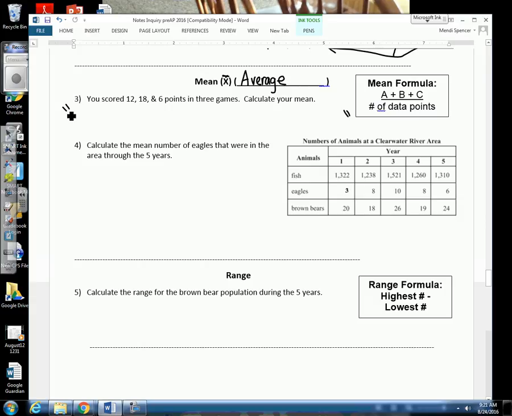Here we have some scores, or some data points. It says you got 12, 18, and 6 points in 3 games. Calculate your mean, or calculate your average. According to the formula, we're going to add up these data points. So 12 plus 18 plus 6. And then it says divide by the number of data points. In this situation, our number of data points is 1, 2, 3. So we're going to divide by 3. When we add those up, we're going to get 36 divided by 3, and that would give us an average. You're scoring about 12 points per game.